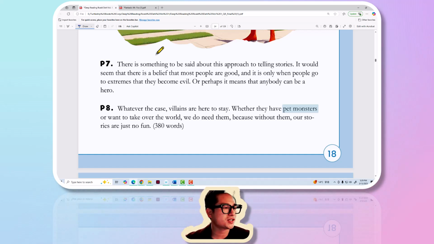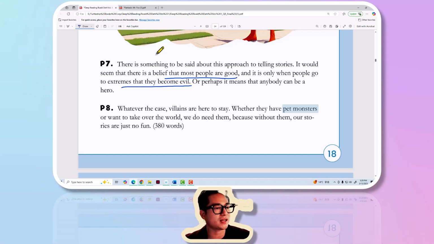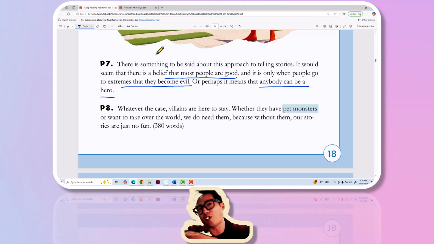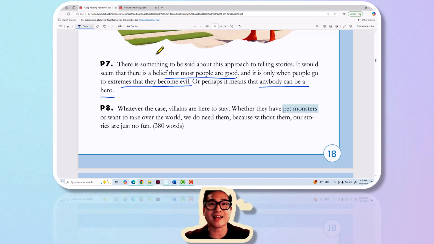Paragraph 7. There is something to be said about this approach to telling stories. It would seem that there is a belief that most people are good, and it is only when people go to extremes that they become evil. Or perhaps it means that anybody can be a hero. Okay, so if you work hard and you earn money, that's a normal thing to do, right? But bad guys don't do that. They want not just to work hard and get some money, they want to get all the money in the world, right? That's an extreme.